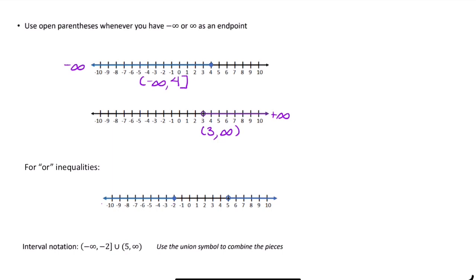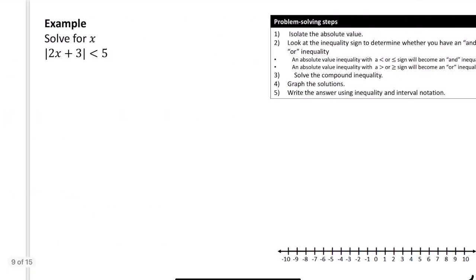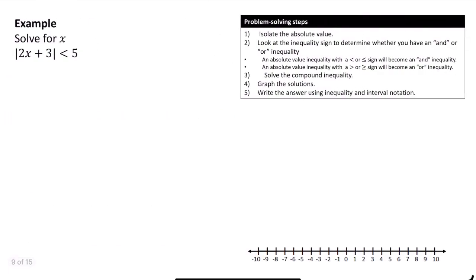And then if we have an or inequality, which means we'll have two separate pieces graphed on the same number line, we'll use the union symbol to join those two pieces together. So now let's work on some examples. Let's try solving the absolute value of 2x plus 3 is less than 5.